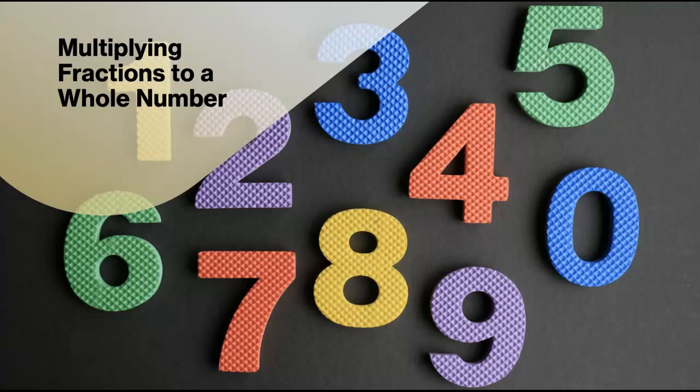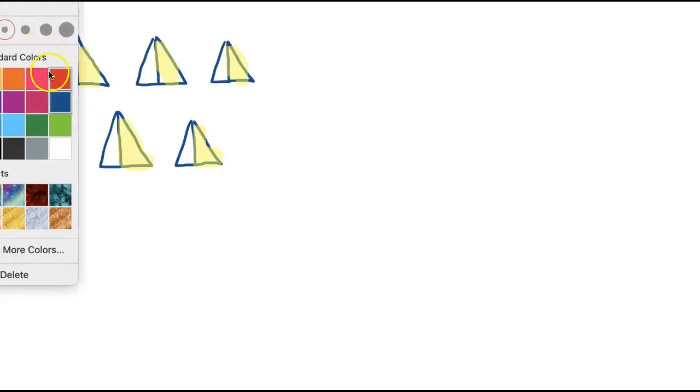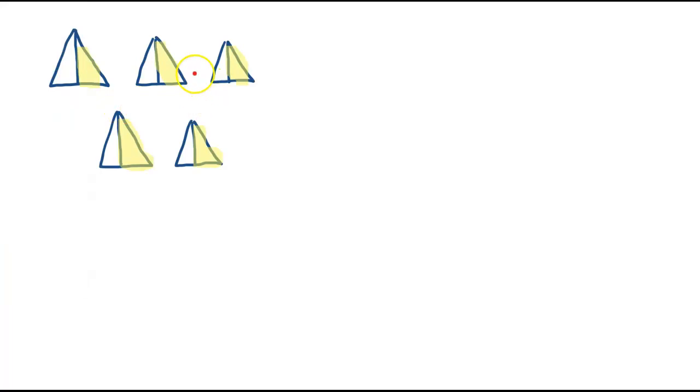So let's look at this problem right here. As you can see, we have some triangles here, and half of the triangle is shaded. So the first thing I'm going to look at is the fact that only half of all of the triangles are shaded. So I know that I'm going to be dealing with the fraction 1/2. But now I have to look at how many models there are in all. And I can count 1, 2, 3, 4, 5. So I know that I'm going to be multiplying 1/2 times 5.